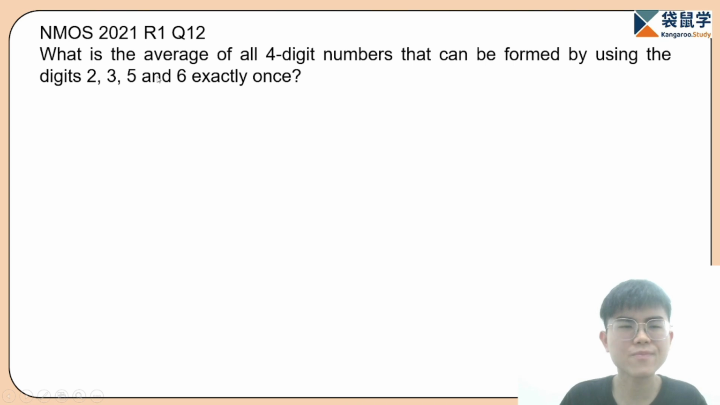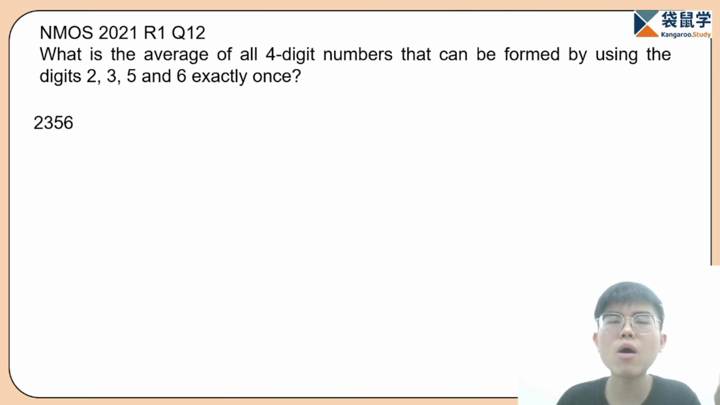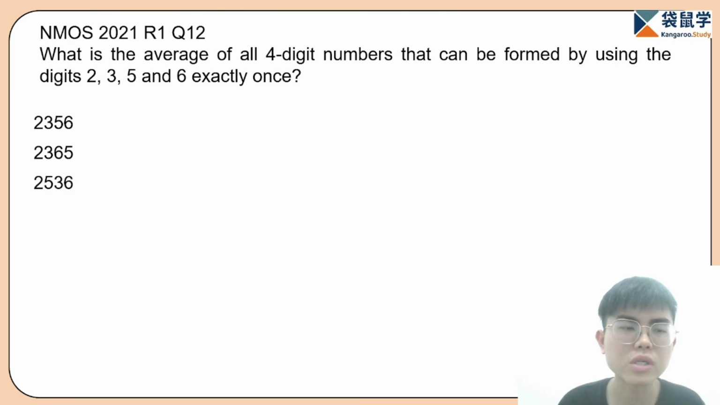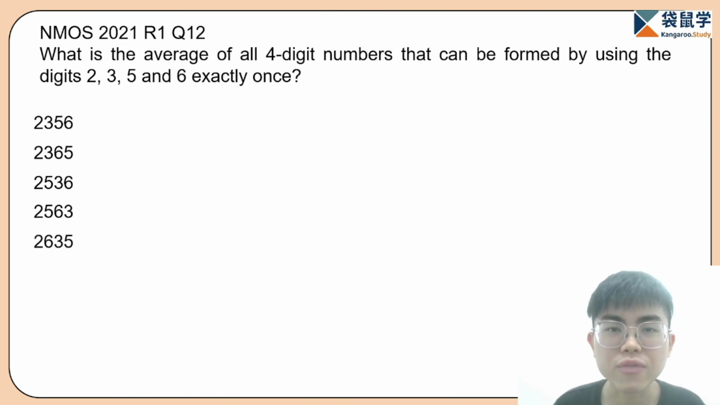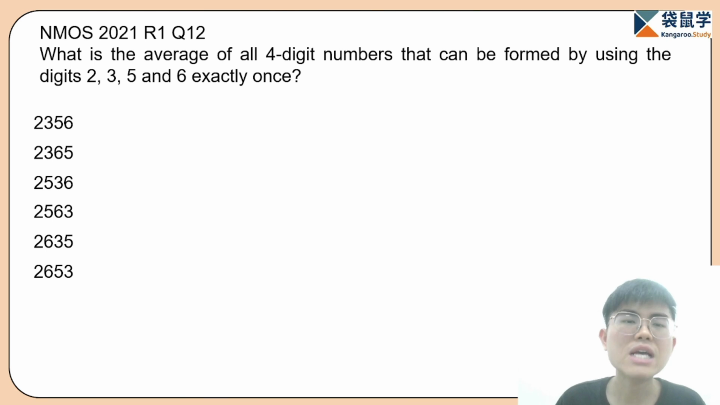So guys, in this case, how do we do that? First things first, we can try to list out all of our numbers here. We start from 2, 3, 5, 6. To avoid missing any number, we can first list out all of the numbers that start with 2. So we have 2, 3, 5, 6. We have 2, 3, 6, 5. Then we try to switch the numbers. You see that we have 2, 5, 3, 6. We have 2, 5, 6, 3. Then we have 2, 6, 3, 5 and 2, 6, 5, 3. So these are all the 4-digit numbers that start with 2.